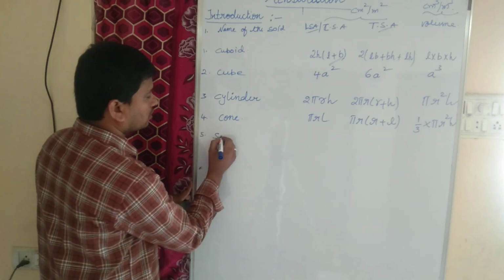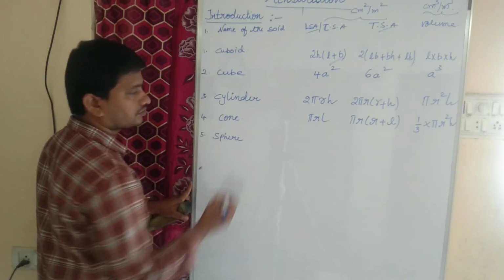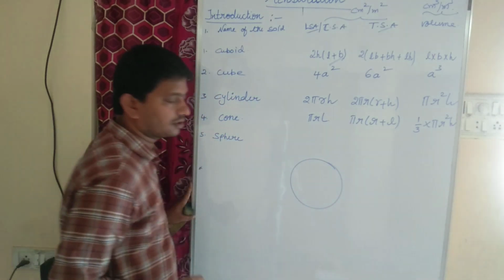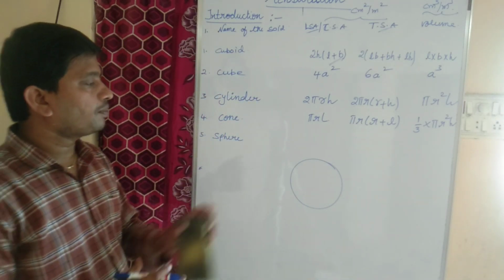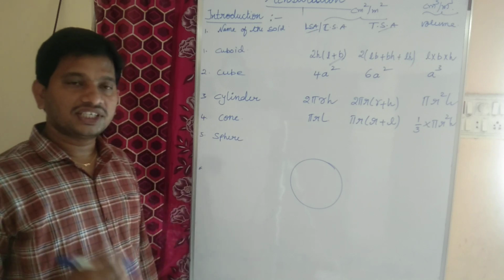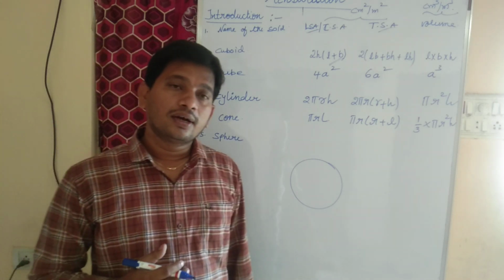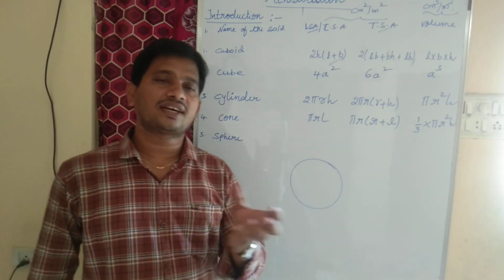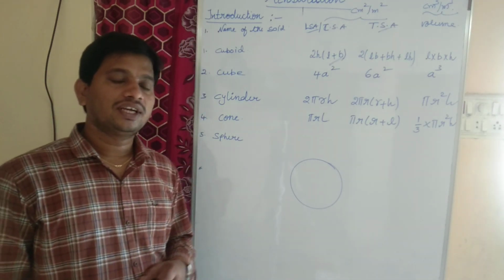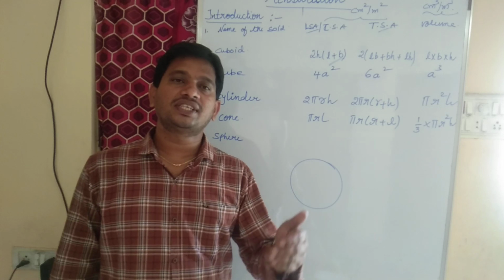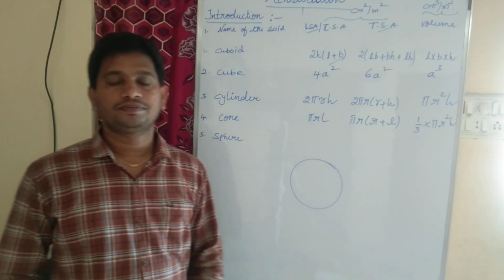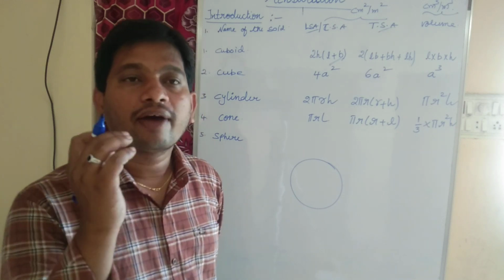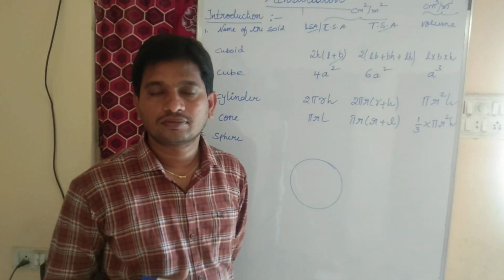Now coming to sphere. Suppose this is a ball. Is a ball a 2D shape or 3D shape? Generally we say that it is circular in shape. Actually, it is not circular in shape, it is spherical in shape. Right? A sphere is a 3D shape, whereas a circle is a 2D shape.